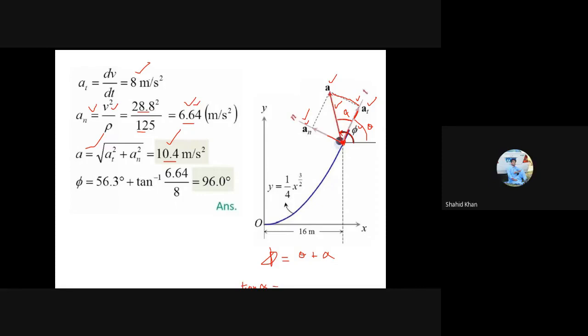a_n we found as 6.64, divided by a_t, which is given as 8. And what is alpha? Tangent inverse of 6.64 divided by 8. So alpha is equal to tangent inverse 6.64 divided by 8, and theta from the previous slide is equal to 56.3. Put that in the equation. When you combine both, you get this angle. The angle that acceleration makes with the positive x-axis is basically 96 degrees.